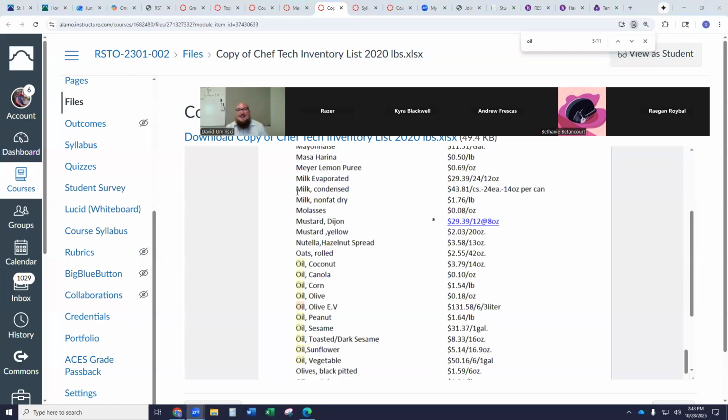So olive oil is not needed on the conversion website. Oh, why is that?